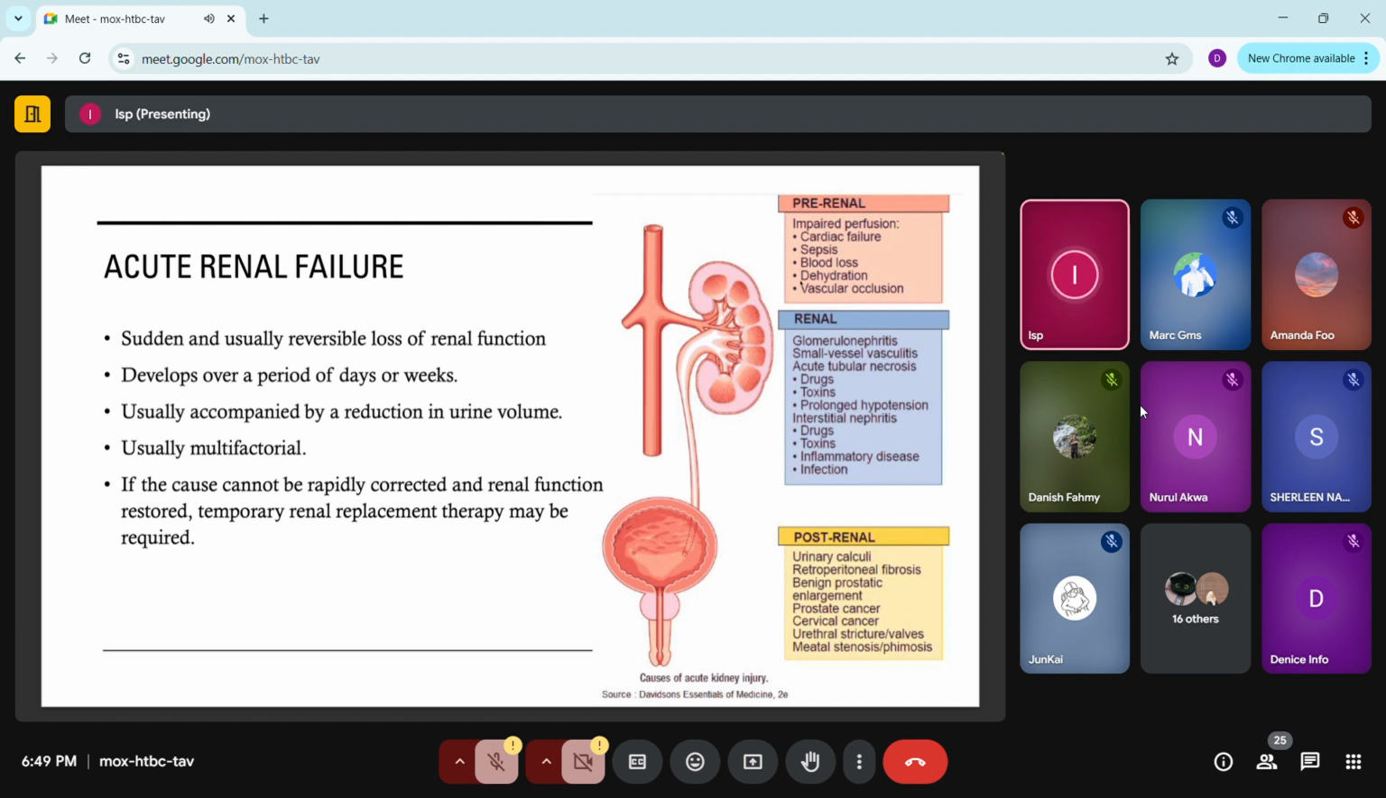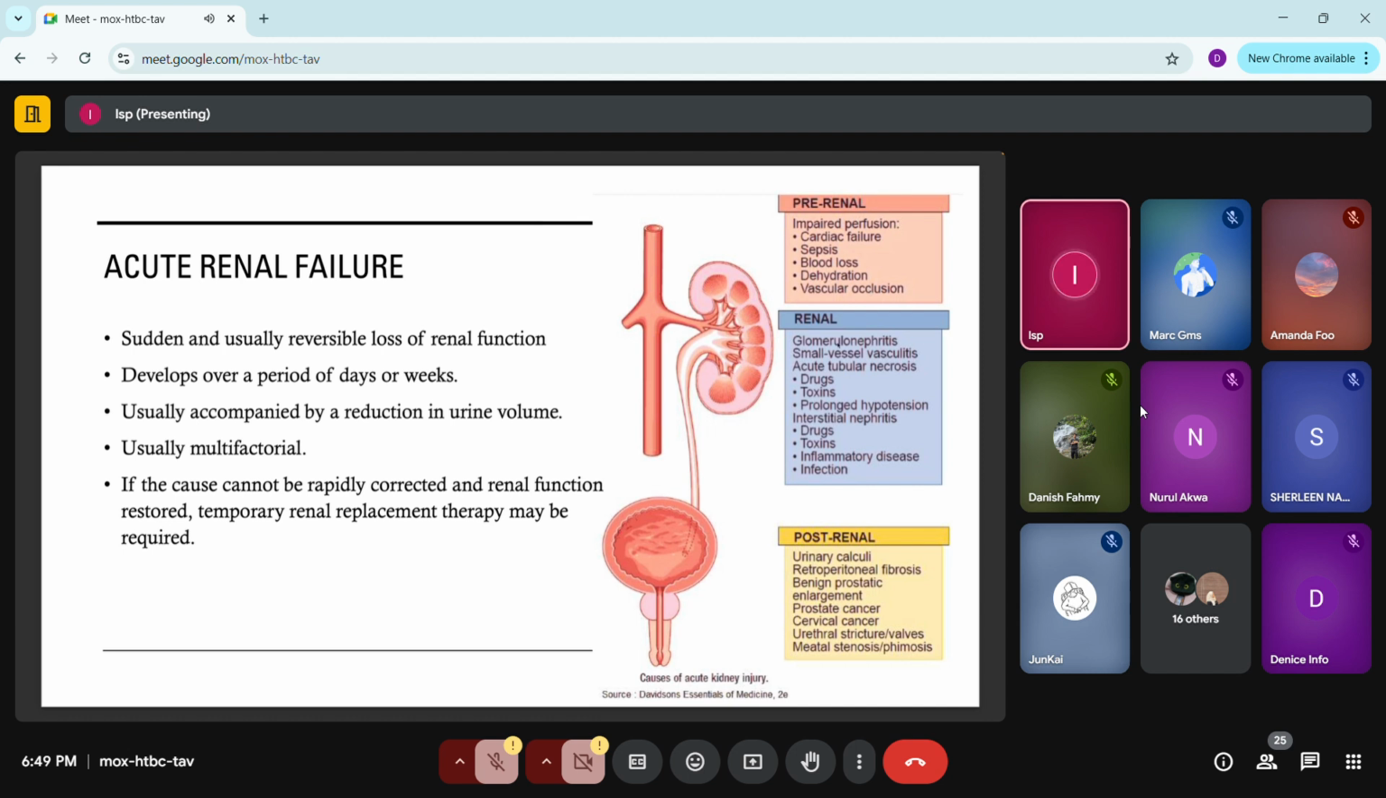Like dehydration, usually there has to be a very severe loss of water volume in the body. Like a marathon runner: if they do not replenish their water consumption, they will have significant dehydration, and on top of that, they will have muscle injury due to prolonged running. All these are common pre-renal causes.